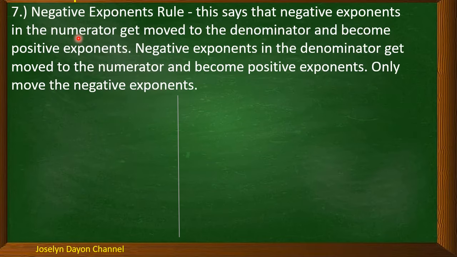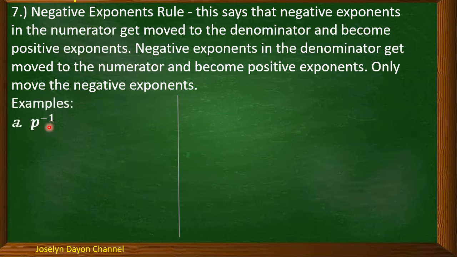Now let's have the last law of exponent, negative exponents rule. This says that negative exponents in the numerator get moved to the denominator and become positive exponents. Negative exponents in the denominator get moved to the numerator and become positive exponents. Only move the negative exponents. Okay, let's consider the first example.